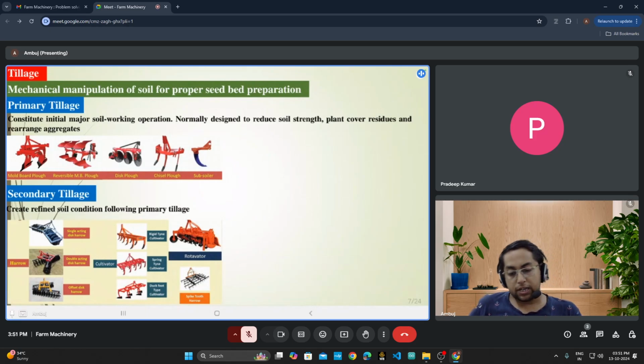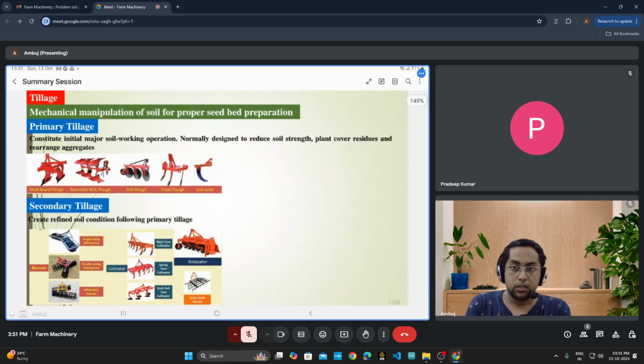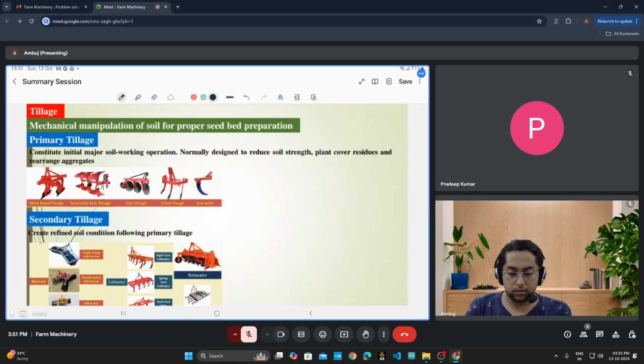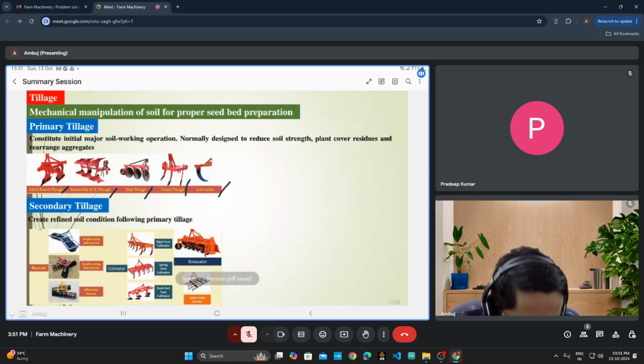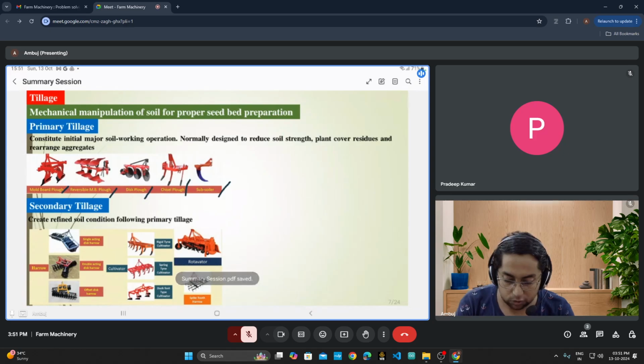Primary tillage equipment are your moldboard plow, reversible moldboard plow, then your disc plow, chisel plow, and your subsoiler. Different types of equipment are there. These are used for the primary tillage operation.